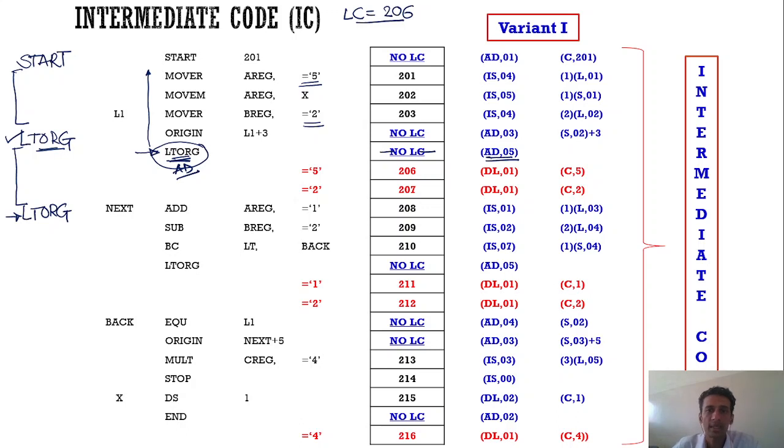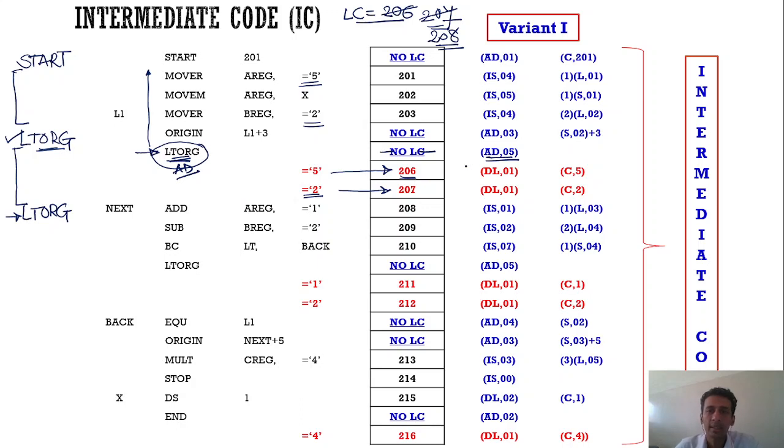So the current LC is 206. The first literal 5 is given the location 206. That means at 206 literal 5 is stored, and considering length as one memory unit, the next LC is going to be 207. The second literal is 2, so its address is 207. Again at 207 literal 2 will be stored, and we will increment LC by 1. So the current LC is going to be 208 by the end of this LTORG statement.